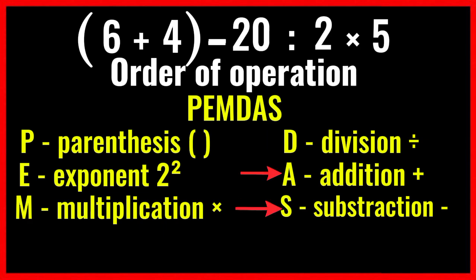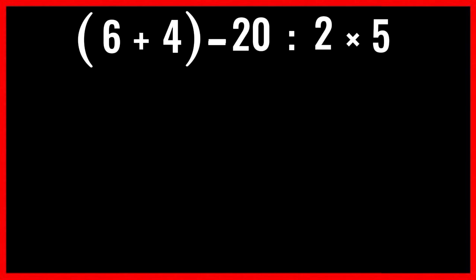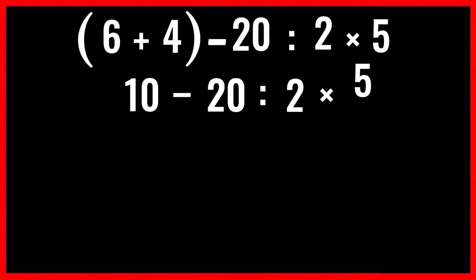Now, let's solve the problem correctly. Our expression is (6 + 4) - 20 ÷ 2 × 5. First, solve the parentheses. 6 + 4 equals 10. Now rewrite the expression. 10 - 20 ÷ 2 × 5.